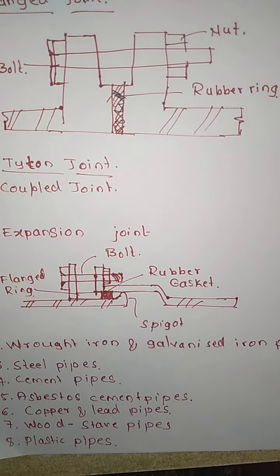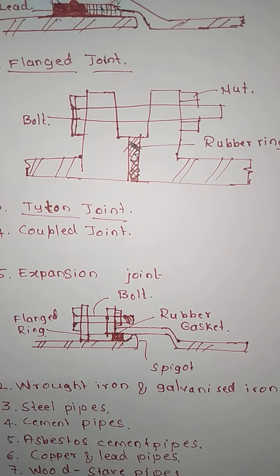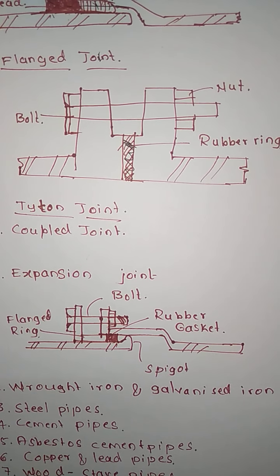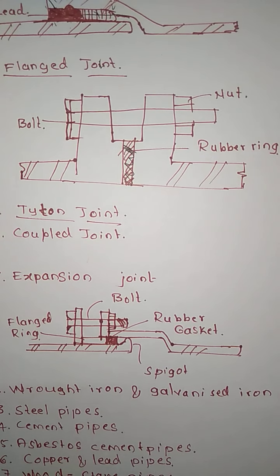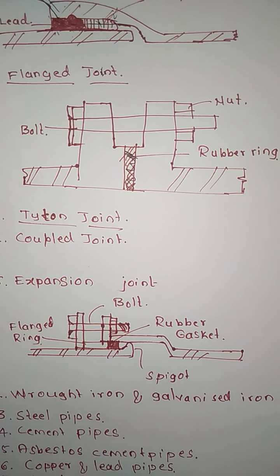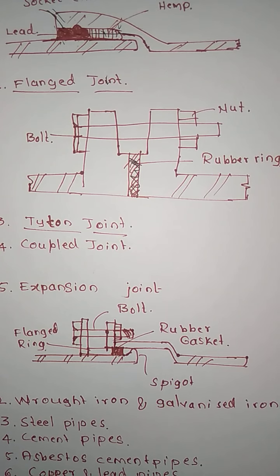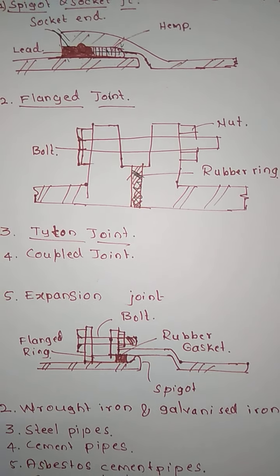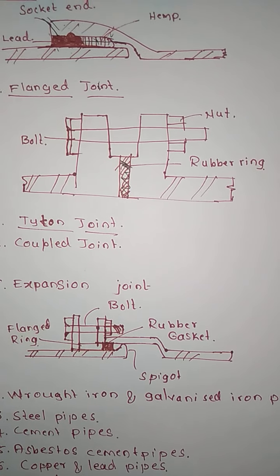Then we are going to have the coupled joint. Such joints are highly flexible in nature. These are used as a Victaulic coupling. We call it a Viking Johnson coupling, and this is regarding your coupled joints.